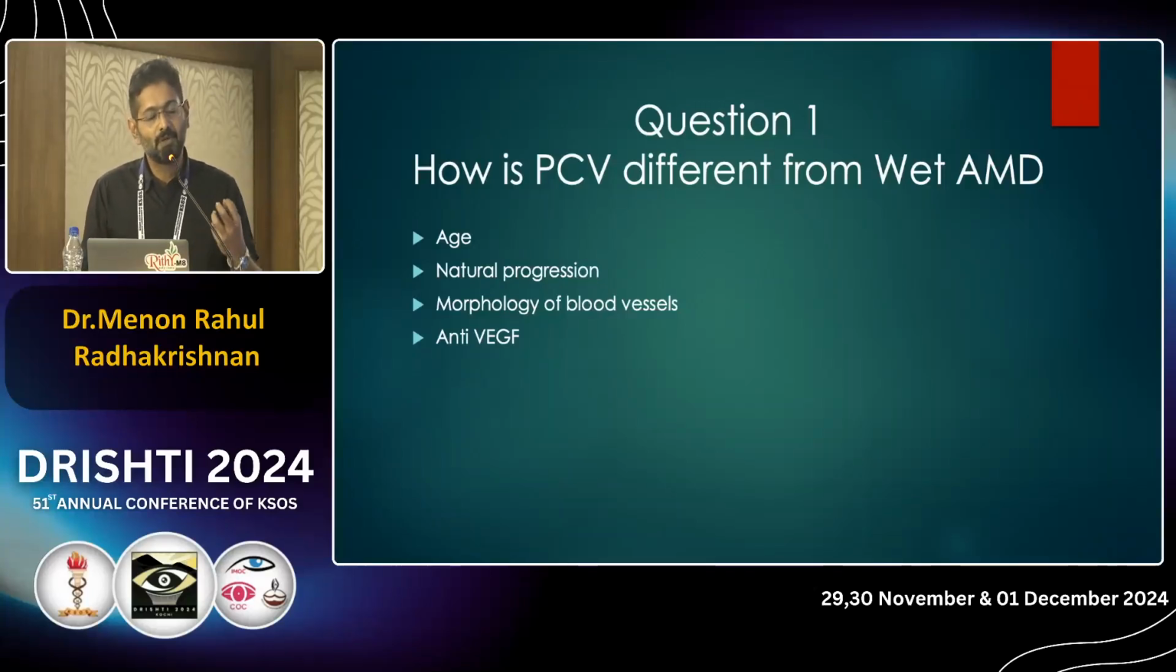Also, if you look at the morphology of the blood vessels, CNVMs usually have immature vessels, whereas PCV has more mature vessels. So the anti-VEGF responsiveness is different. Wet AMD will, like all the anti-VEGFs under the sky that we have right now in the market, you inject any of them, they will have a good response. Whereas PCV, if you usually start treating with ranibizumab or probably bevacizumab, you will have a very suboptimal response. So that is the reason why we want to know whether it's a PCV or whether it's a CNVM.